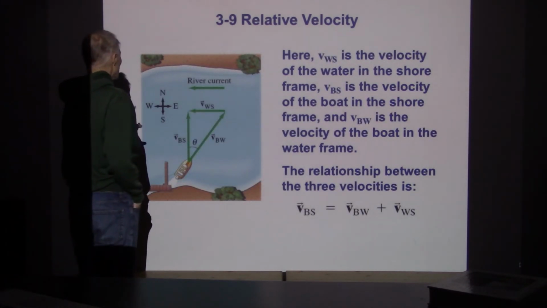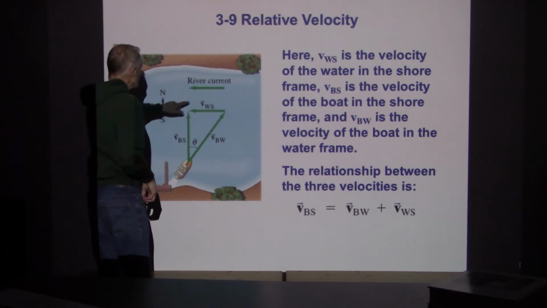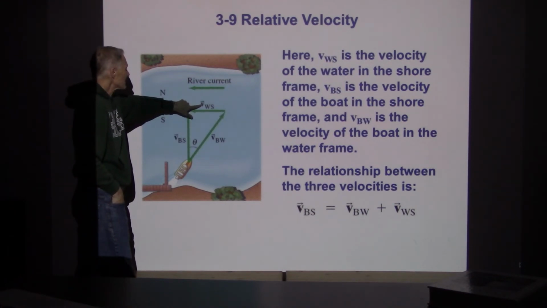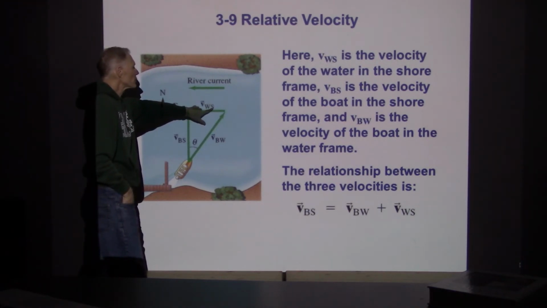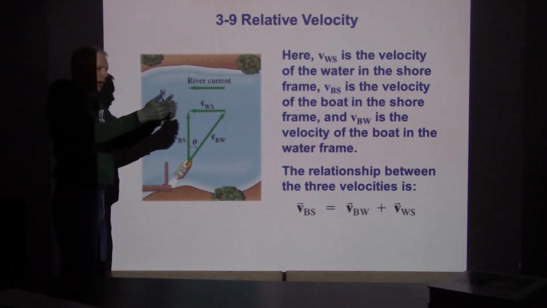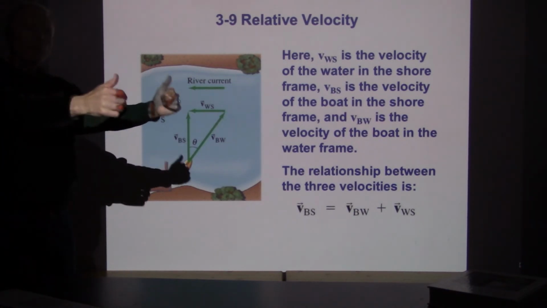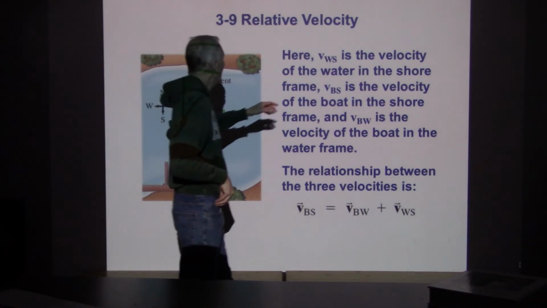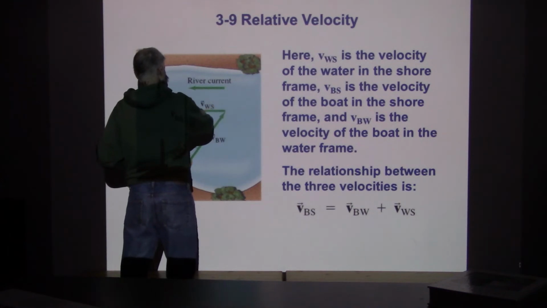So here is a river, and the river is flowing in this direction, and the river is flowing with this velocity, and this velocity is labeled as water with respect to the shore. So the water is flowing past the shore, which is the rest of the planet. The water is running past the shore at some velocity. And so that's listed as VWS, and it's in this direction.